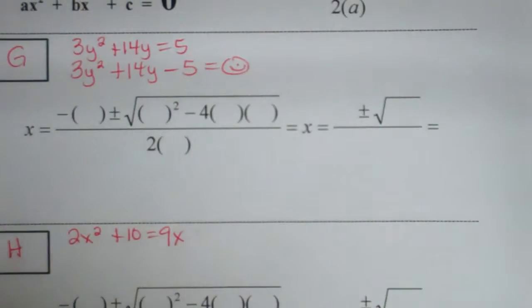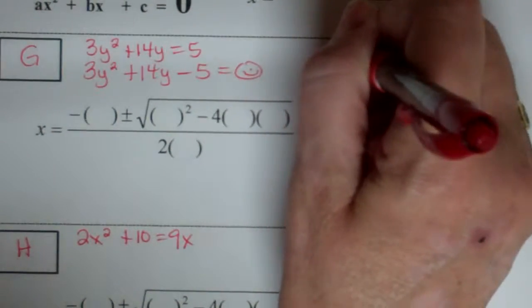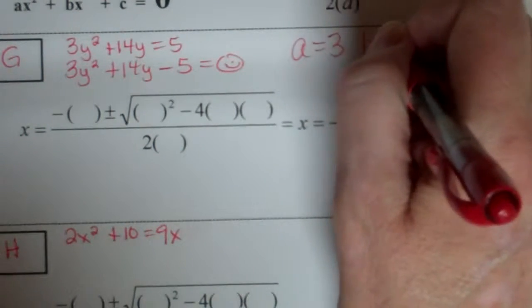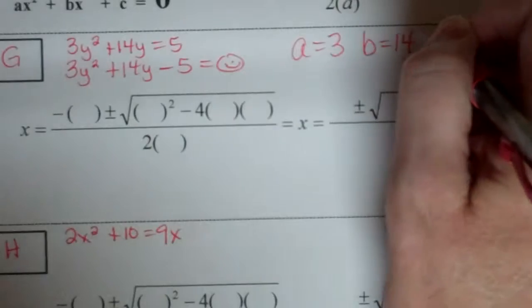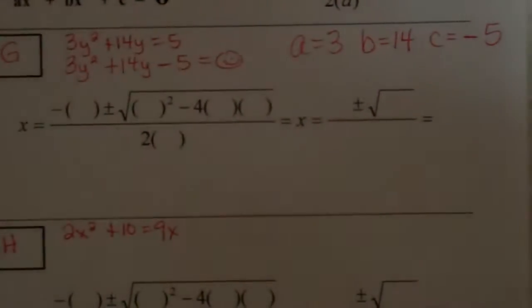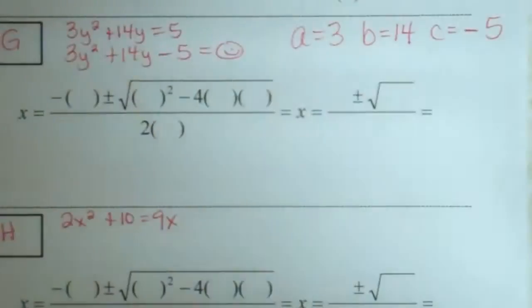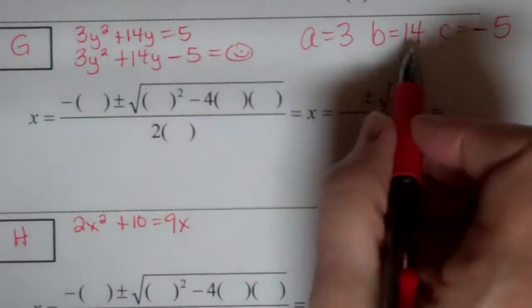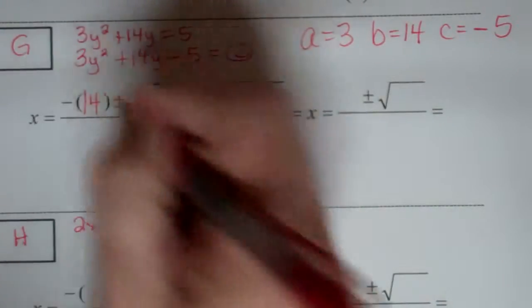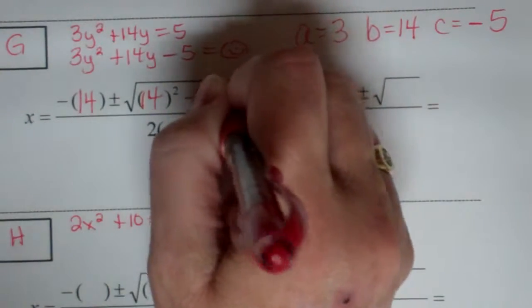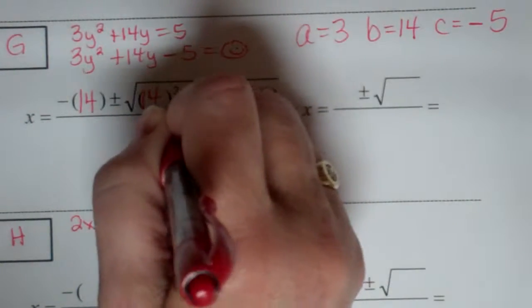Remember, change side, change side. Whoa. So now A is equal to 3. Oh, that's new. I wish I had a 3 too. B is equal to 14 and C is equal to negative 5. Negative 5. We got that? Alright, good. So the formula says x is equal to negative b plus or minus the square root of b squared minus 4ac all over 2a.